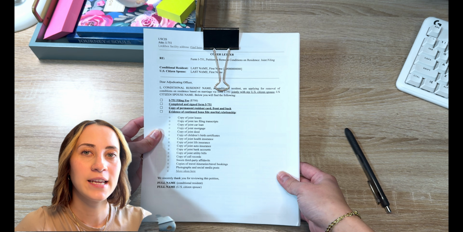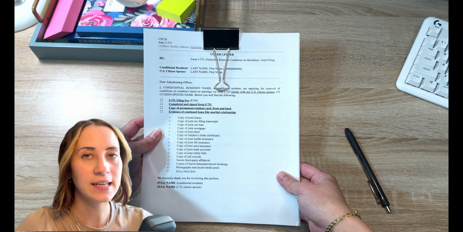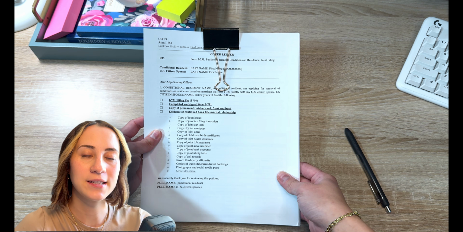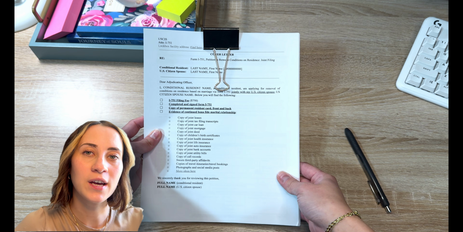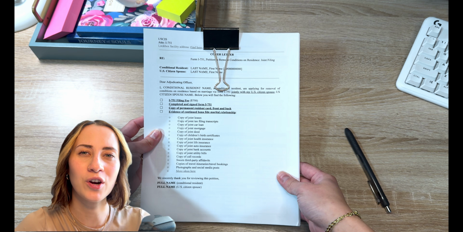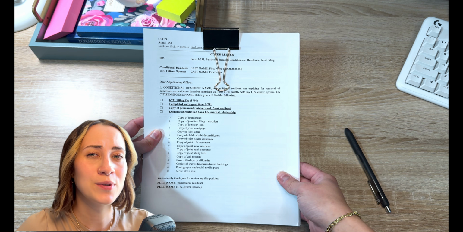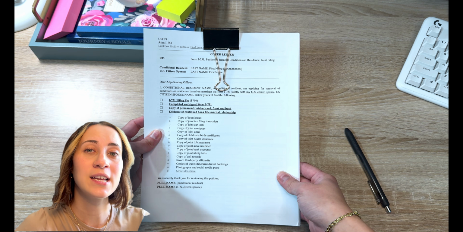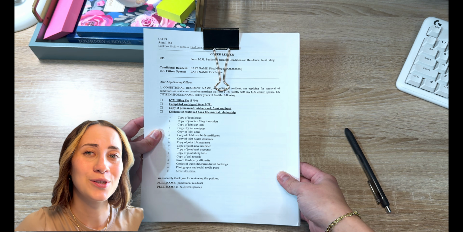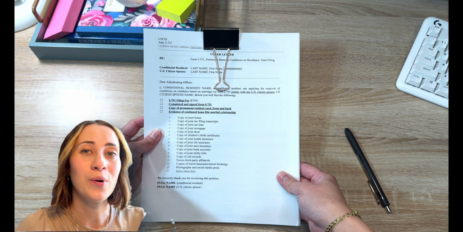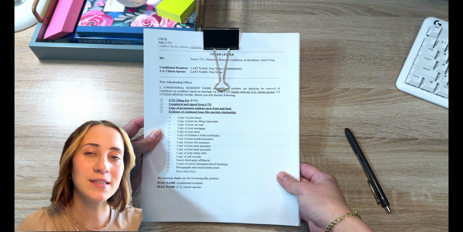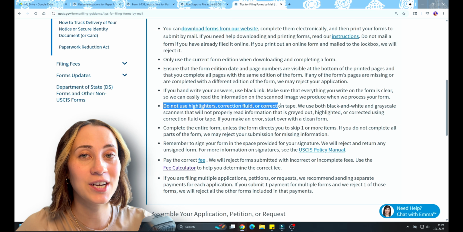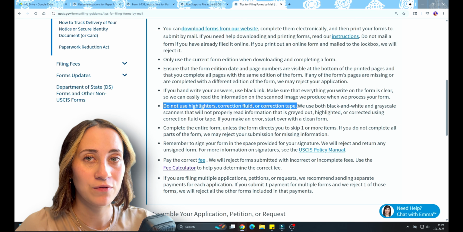I did not include any sticky tabs at the bottom of my packet this time around, just because I think it's more of a hassle to remove them. I've seen some posts and comments from USCIS officers that they prefer that there are no sticky tabs at the bottom of your pages. If you do choose still to include them, they should go at the bottom of your papers instead of the sides. Do not use any highlighters or any correction fluid.